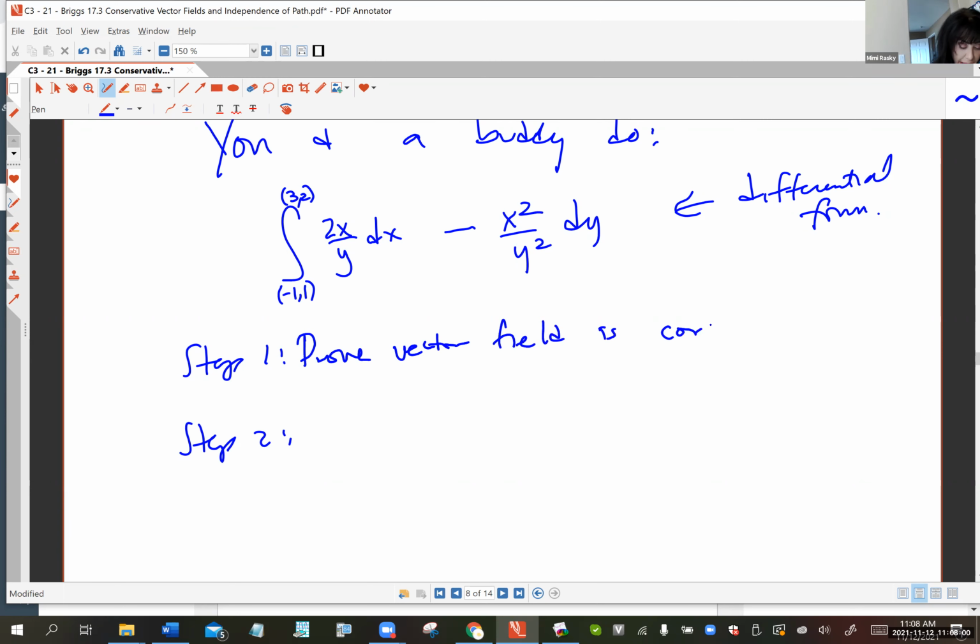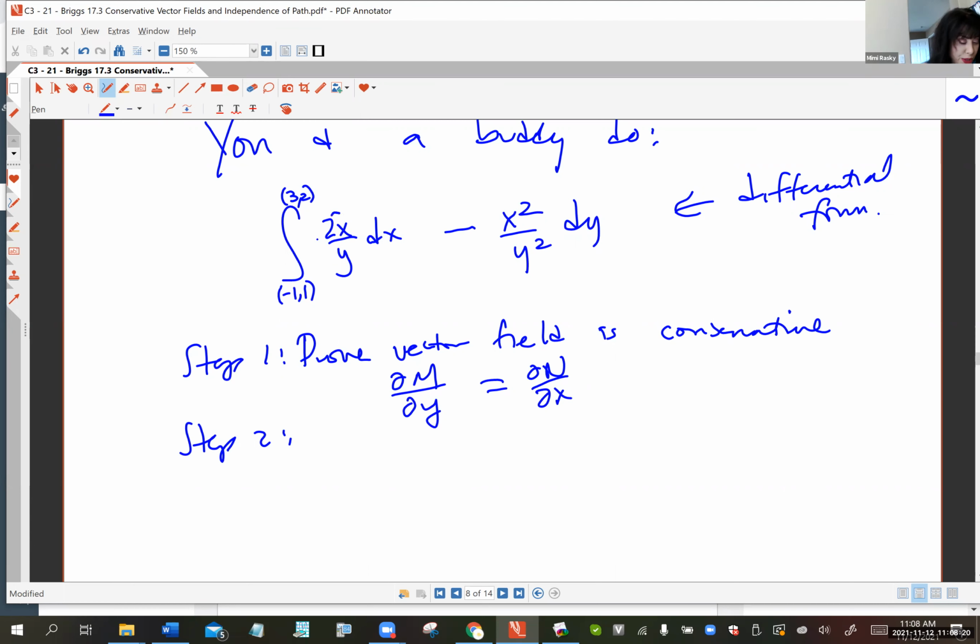So please do that when you start with your buddy. In other words, I want you to show me that dM/dy is equal to dN/dx. Well, how come? Because that proves to me that you're allowed to even use the fundamental theorem of line integrals. Otherwise, you're not even allowed to use it. Well, who's the M and who's the N?